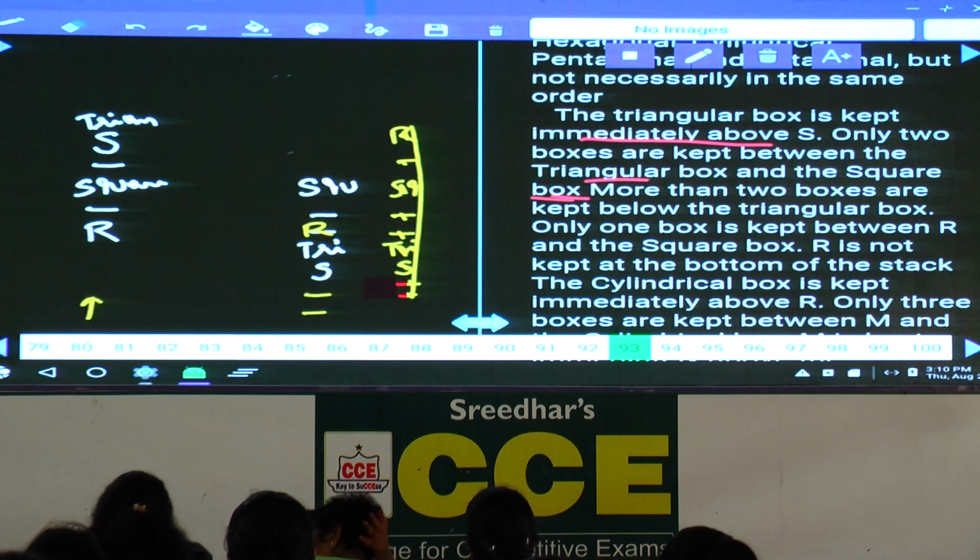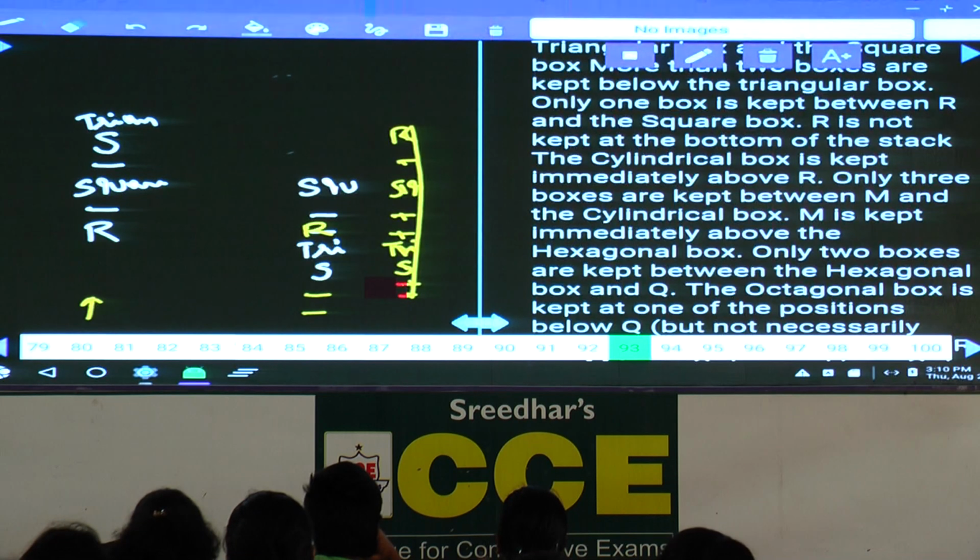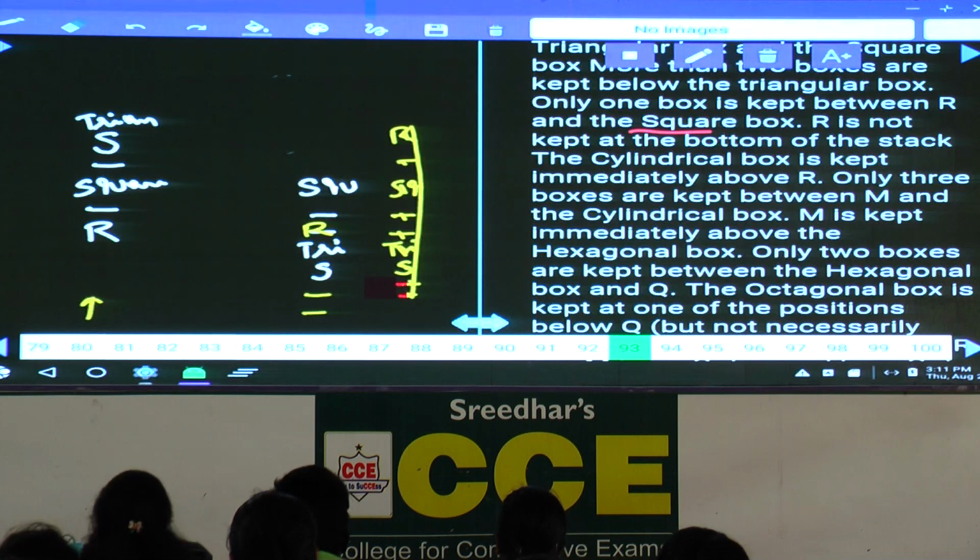Done? Next one. More than two boxes are kept below the triangular box, and only one box is kept between R and the square box. Between R and square box, how many are there? There is exactly one. R is not kept at the bottom of the stack. 1, 2, 3, 4, 5, 6, and there is at least one. R is not kept at the bottom.